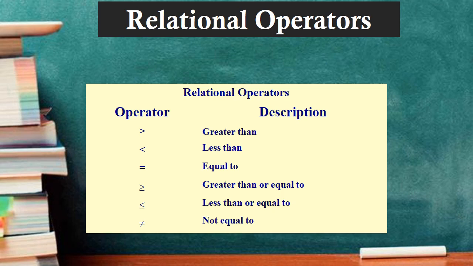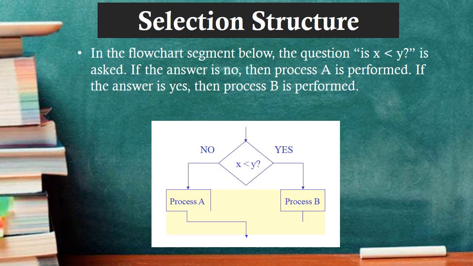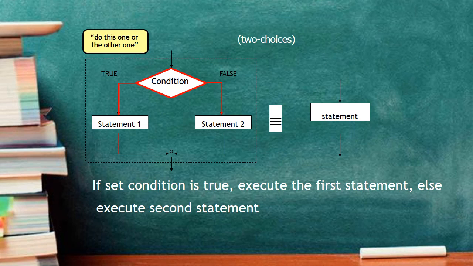Here you can see that in selection structure we use the relational operators: greater than, less than, equal to, greater than or equal to, less than or equal to, not equal to, whereas in sequential structure we use the arithmetic operators. So here the condition is x less than y. If the condition is true, then process B will be executed, and if the condition is false, then process A will be executed. So we have two choices in the selection case.